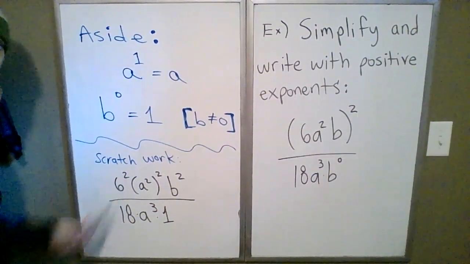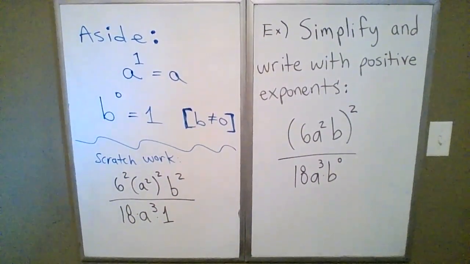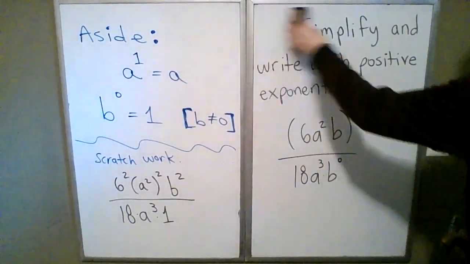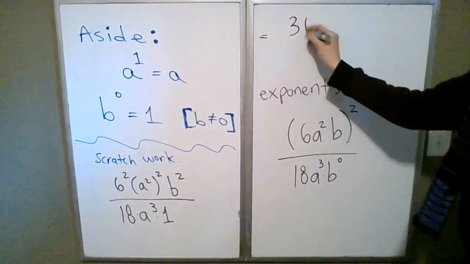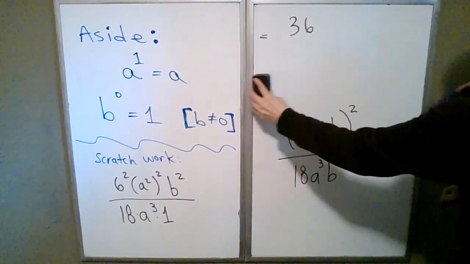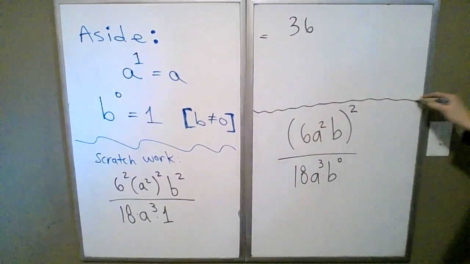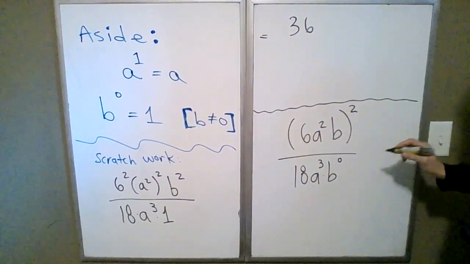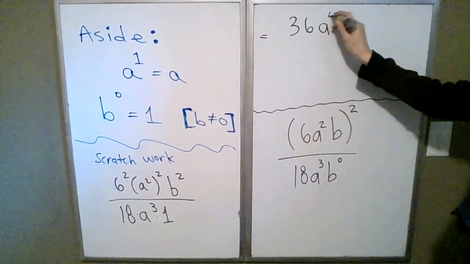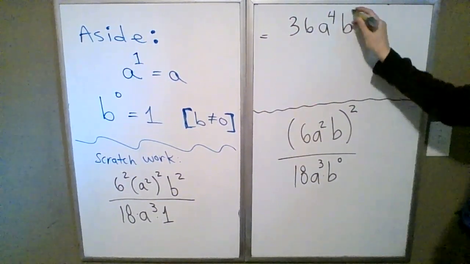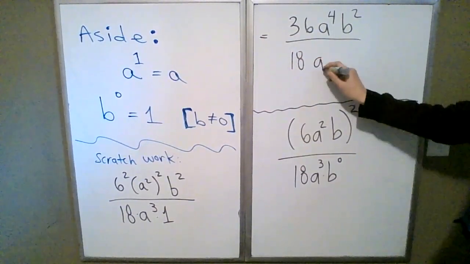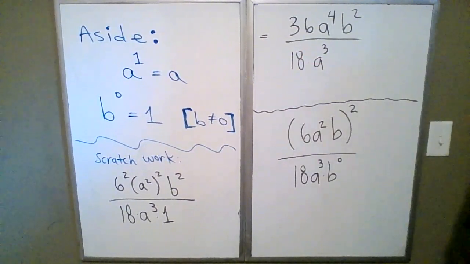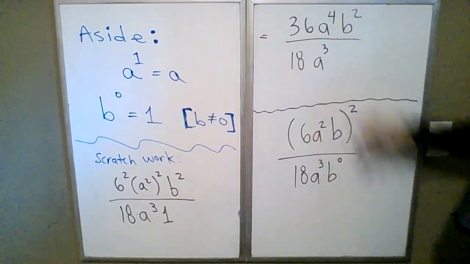6 squared is 36. A to the power of 2 times 2, which is a to the 4th. B squared. Divide by 18. A cubed. And when you multiply a number by 1, it's still the same number. So 36 over 18 is going to be 2.